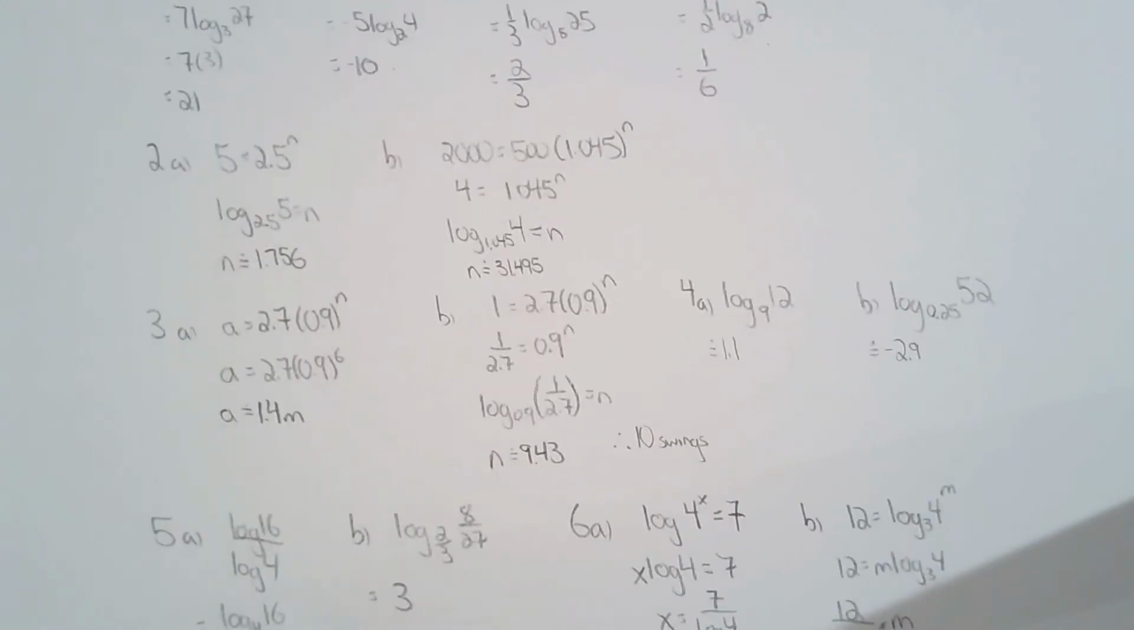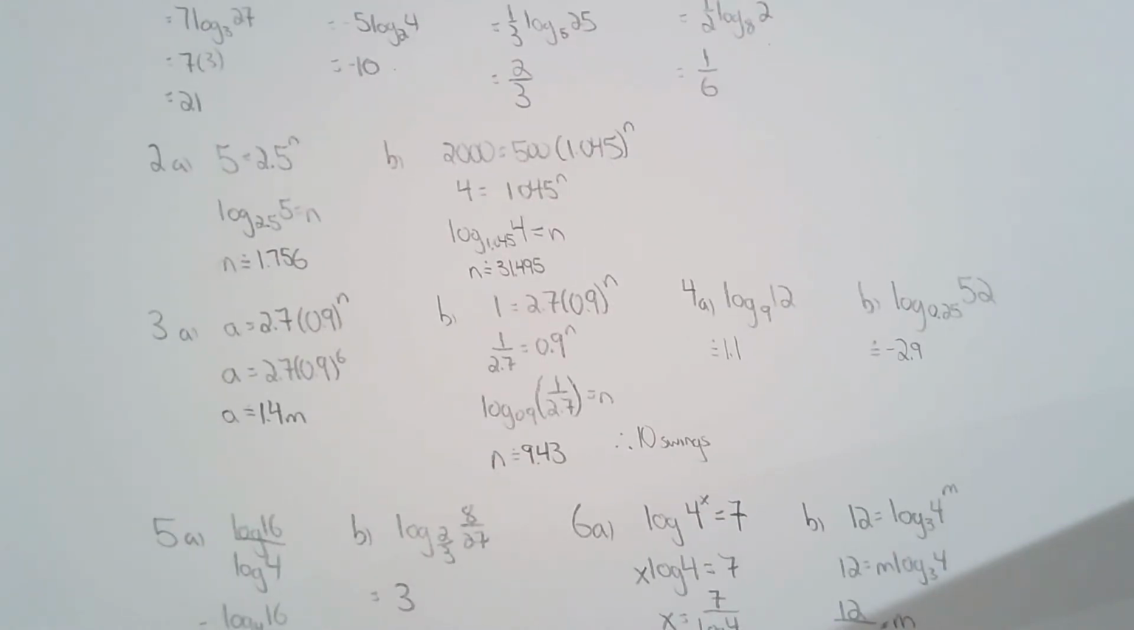For number 3, we're just basically letting n equal 6 because it's asking me what's the displacement after the 6th swing, and then after how many swings will it be less than 1 meter. So if you do the math, it will take 10 swings to be less than a displacement of 1 meter.